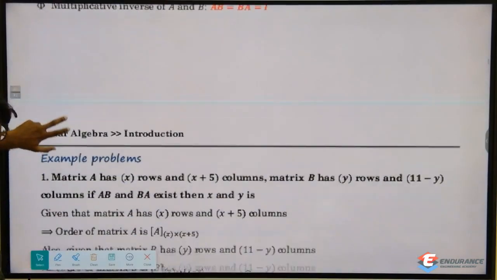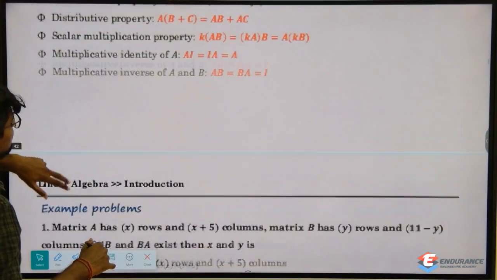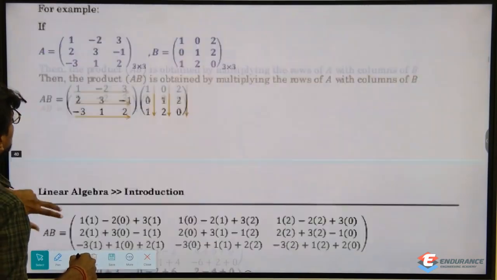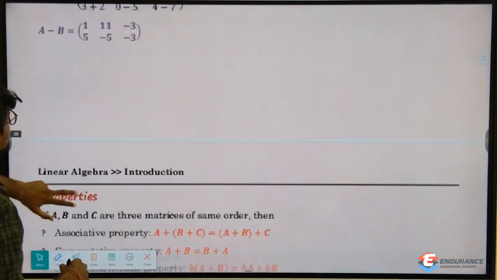I think that's it. Addition and subtraction problems we will see all together. Okay, we'll see all the problems all together. First copy this addition subtraction.